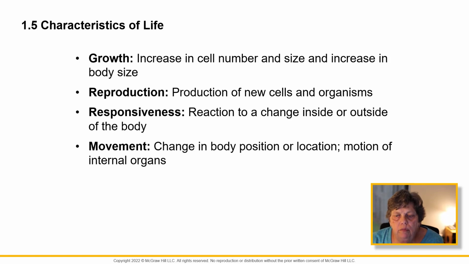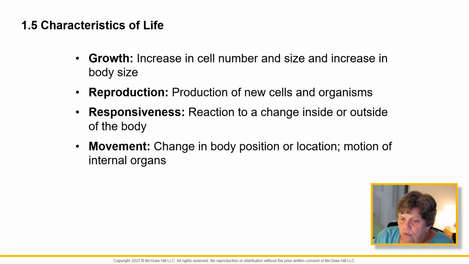Reproduction. You have to be able to make the new generation. This is production of new cells, new organisms, whether it's by something like binary fission, where you just divide into two, or you're a human and you do sexual reproduction. So you've got to produce that next generation.